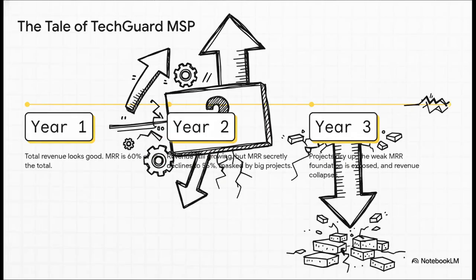Let me tell you a quick story, a cautionary tale about a company we'll call TechGuard MSP. For 2 years straight, their total revenue was growing. Everything looked amazing on paper, but what they couldn't see, what was hidden in the numbers, was that their MRR, the very core of their business, was slowly eroding. It was completely masked by these big one-time projects. And when those projects dried up in year 3, the whole business just collapsed because its foundation was basically rotten.